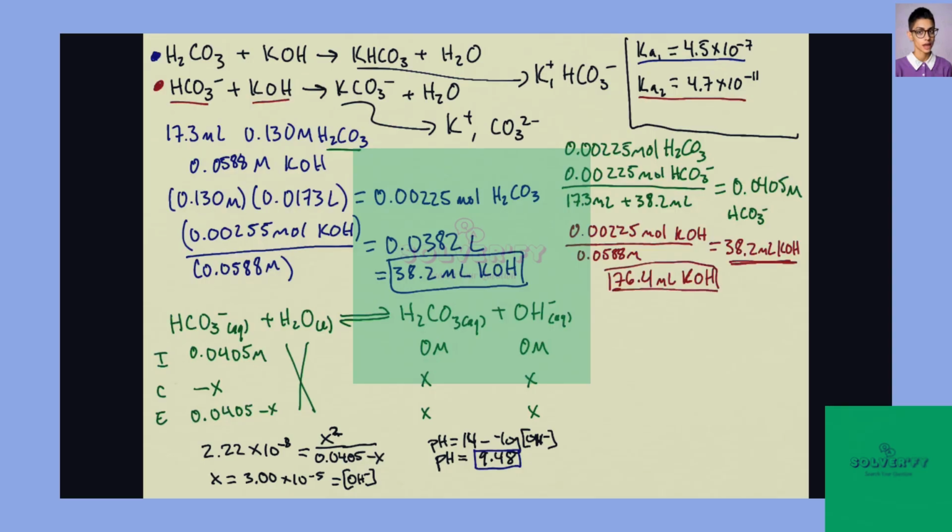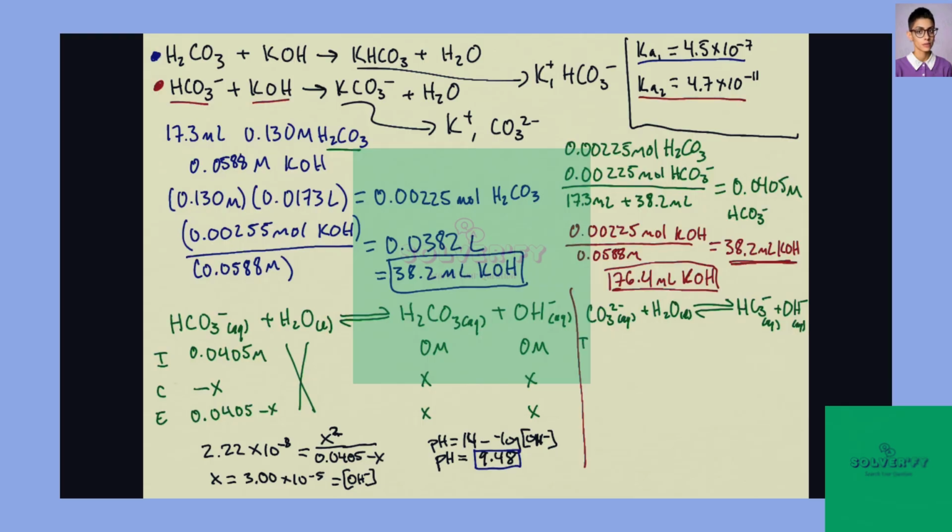So again, at this point, we are at the equivalence point, which means we only have K2CO3 and H2O present in the solution. So we can set up another equation here. CO3 2 minus from the K2CO3 plus the water partially dissociates to HCO3 minus and OH minus, both in the aqueous phase.